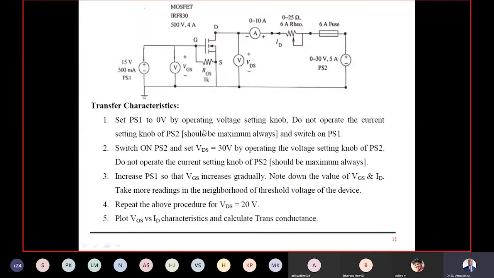How to conduct the experiment? These are very simple steps. Can we observe what the steps are? I am going to tell them here. The same thing holds good for the IGBT also, no changes. Now, first, step 1.